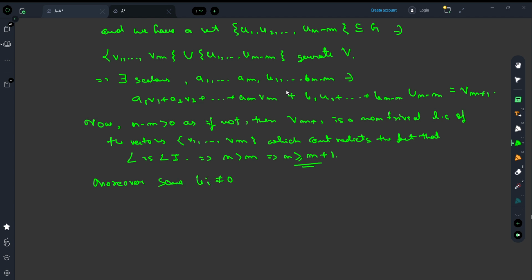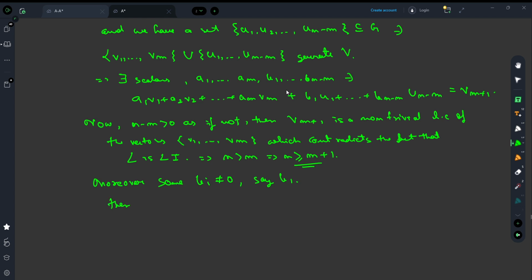Moreover, some bi must be non-zero, because if all the bi's are 0, then again we reach the same contradiction: v_{m+1} is a non-trivial linear combination of the vectors v1 till vm, and hence it contradicts the linear independence of L. So moreover, some bi is non-zero. We can think of it as a reindexing, where if some bi is non-zero, I reindex that collection so that b1 is non-zero. Okay, so we have b1 is non-zero.